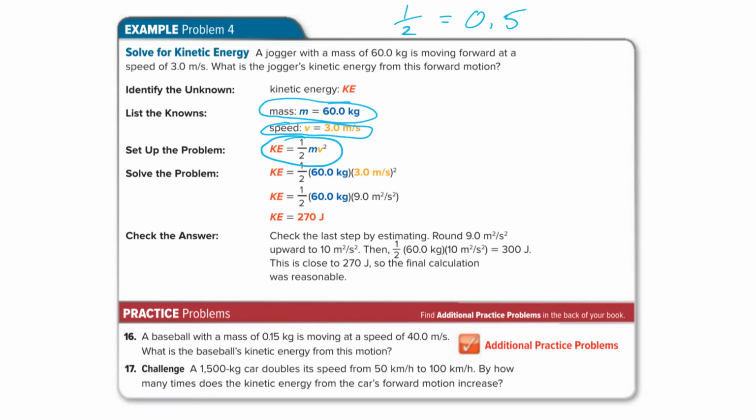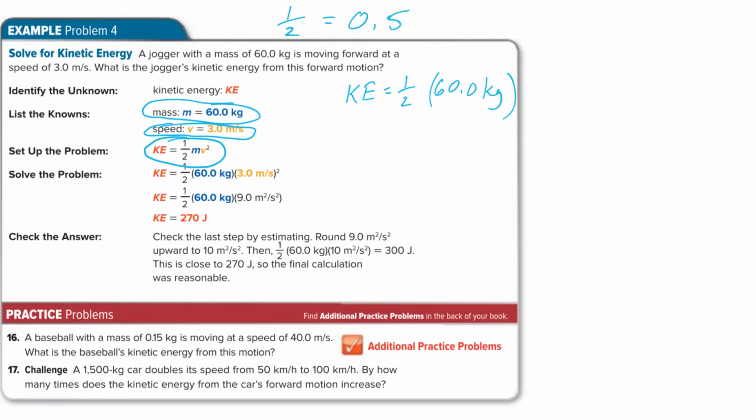A jogger with a mass of 60.0 kilograms is moving forward at a speed of 3.0 meters per second. What is the jogger's kinetic energy from this forward motion? So we say KE equals 1/2 times mass, we know the mass is 60 kilograms, and we know that v is 3.0 meters per second, and we need to square that.